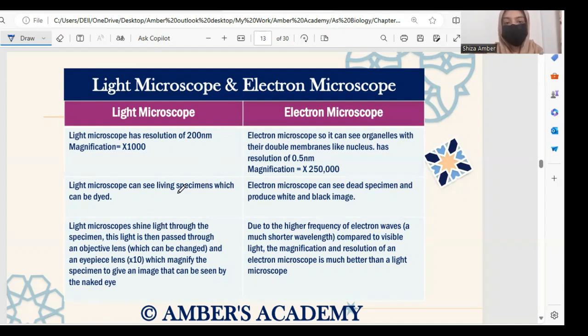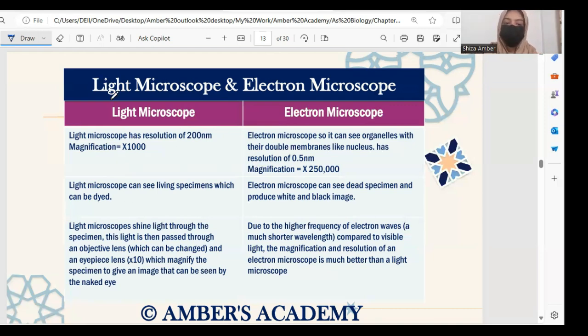Now moving towards light microscope and electron microscope. So we have two types of microscopes in our syllabus, and we need to do a lot of calculations for both of them, because your paper one will also have calculations, and your paper two will also have calculations regarding microscope. So we need to understand this concept of resolution and magnification extensively in this subtopic.